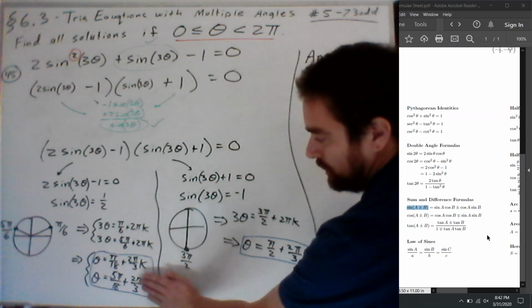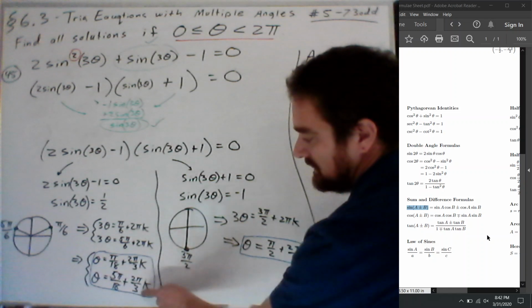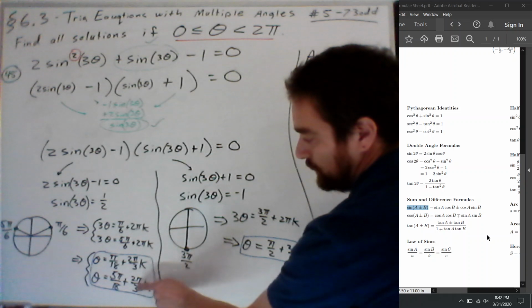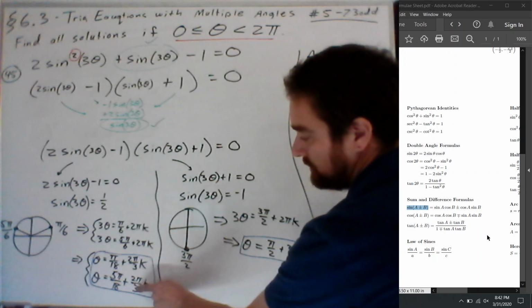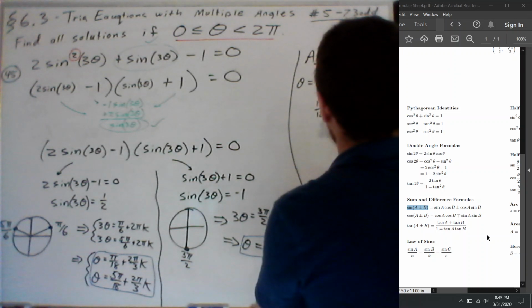Same thing here, if k is 1, I need 2 pi over 3 plus 5 pi over 18. Need a common denominator, so we can multiply top and bottom by 6 for 2 pi over 3 to get 12 pi over 18 plus 5 pi over 18 is 17 pi over 18.